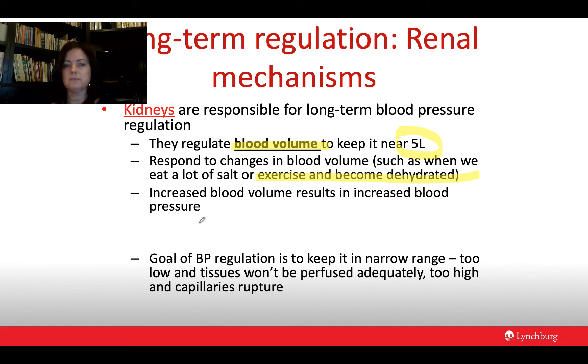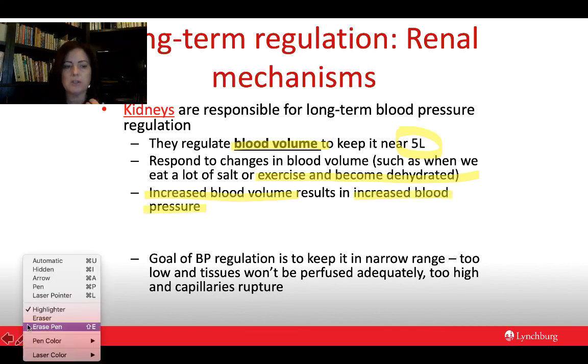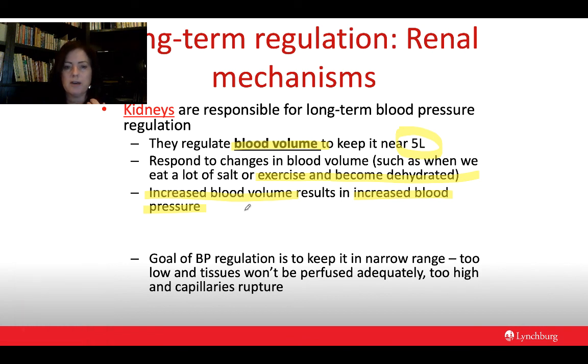Okay? And we do have this relationship here where increased blood volume results in increased blood pressure. And we know that's true because of that hydrostatic pressure pushing out against the walls of the blood vessel on the inside. So the more fluid you have, the more hydrostatic pressure you have pushing out against the walls. Okay.